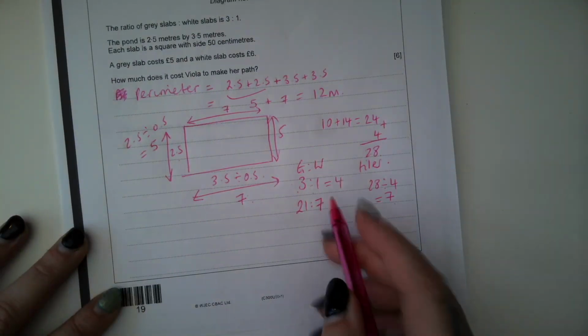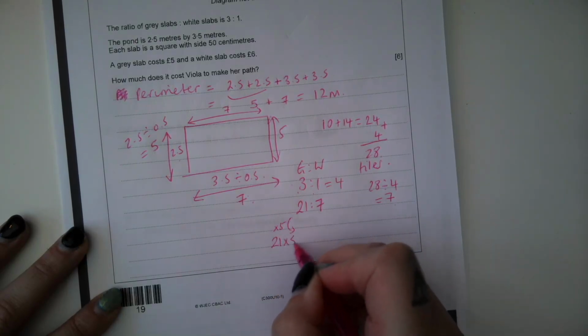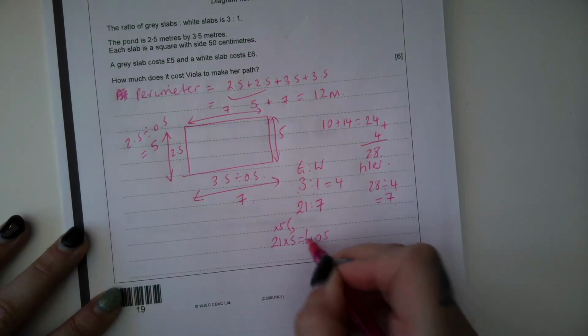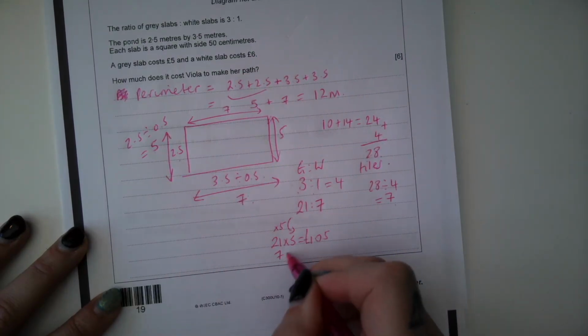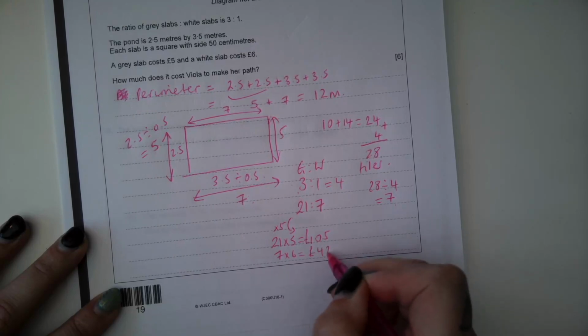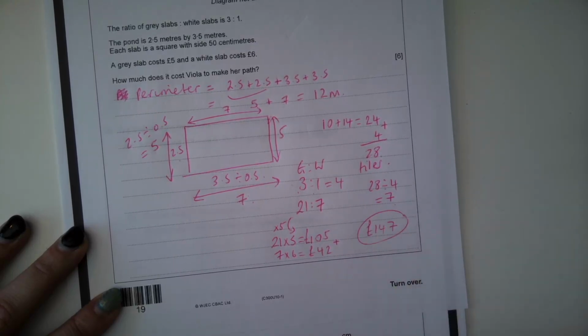Grey slabs cost £5. So if we times that by 5, 21 times 5 is £105. White slabs are £6. So 7 times 6 is 42. And then if we add those together, it's £147 in total.